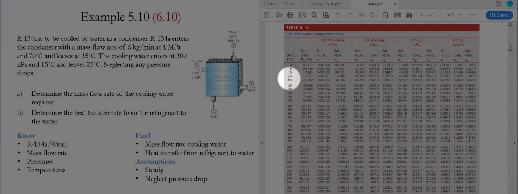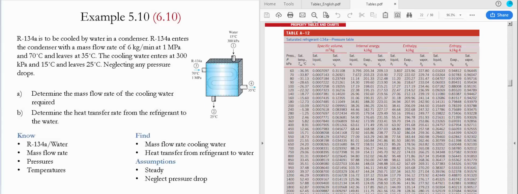So we're going to go to 15 Celsius and evaluate it at the saturated liquid point, which means that we have an enthalpy of 62.982. Then we go for a temperature of 25 Celsius, and once again we evaluate the enthalpy at the saturated liquid point, which is 104.83, both in kilojoules per kilogram.